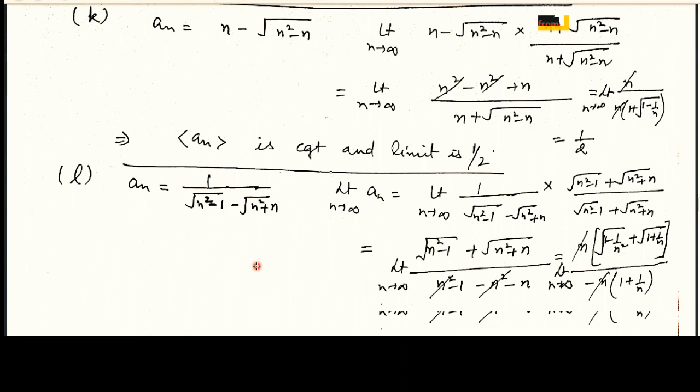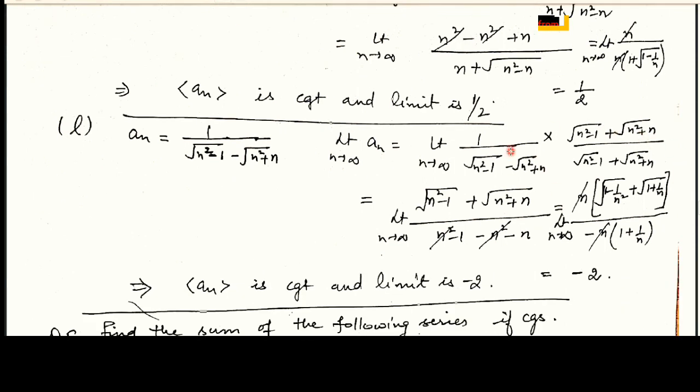The same with the lth part, you can rationalize it and simplify it. You will get that its limit is minus 2 as n approaches infinity. So this sequence is convergent and the limit is minus 2.